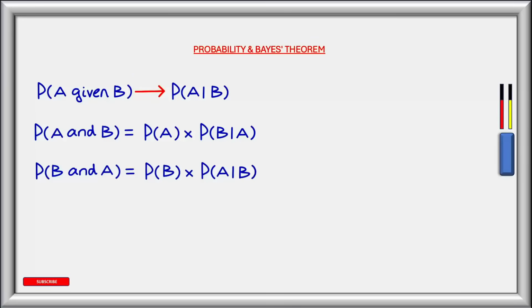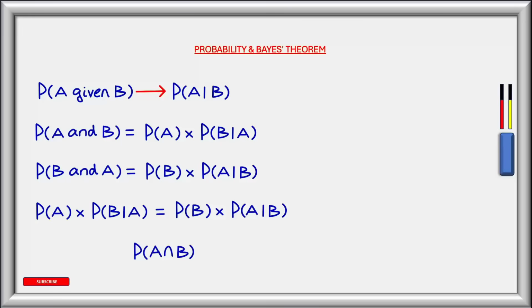Now here's the key insight Bayes had. You can write the probability of A and B in two ways. We've seen one, the probability of A and B equals P(A) times P(B|A), but you can also write it as the probability of B and A, which equates to the probability of B multiplied by the probability of A given B. And so this gives us the probability of A multiplied by the probability of B given A is equal to the probability of B multiplied by the probability of A given B, as both sides of this equation are equivalent to the probability of A intersection B.